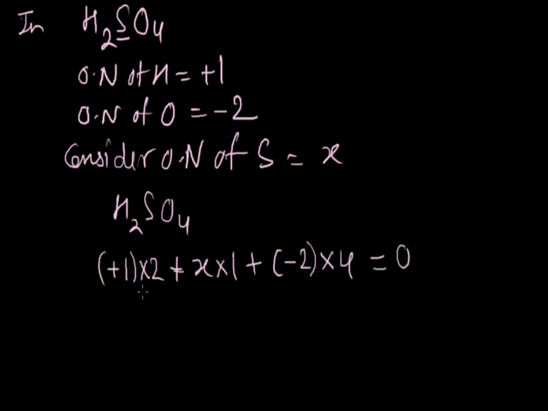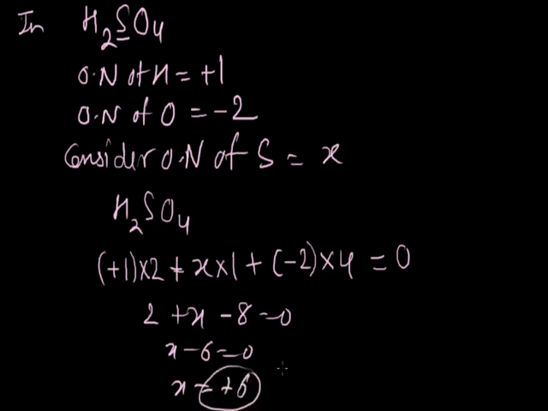And we equate it to 0 because the total charge on the H2SO4 molecule is equal to 0, or we can say that it is a molecule, and for a molecule the sum of OS is always equal to 0. It will be 2 plus x minus 8 is equal to 0, x minus 6 equal to 0, x equal to +6. We can say that the oxidation number or oxidation state of sulfur is equal to +6 in H2SO4.